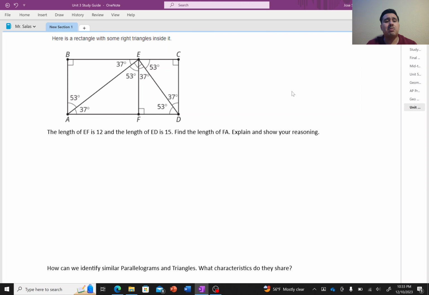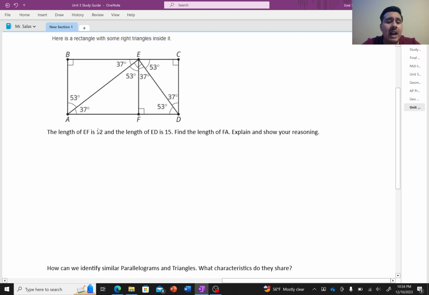Today we're going to be looking at problem number 4. Problem number 4 says, here is a rectangle with some right triangles inside of it. First of all, let's acknowledge the rectangle. I have my rectangle ABCD. And now it says with some right triangles inside of it. So I have one right triangle, two right triangles, three right triangles, four right triangles. Perfect. I see what's going on.